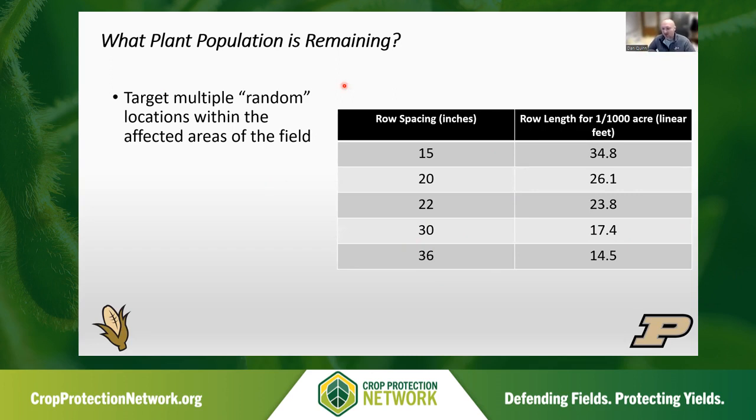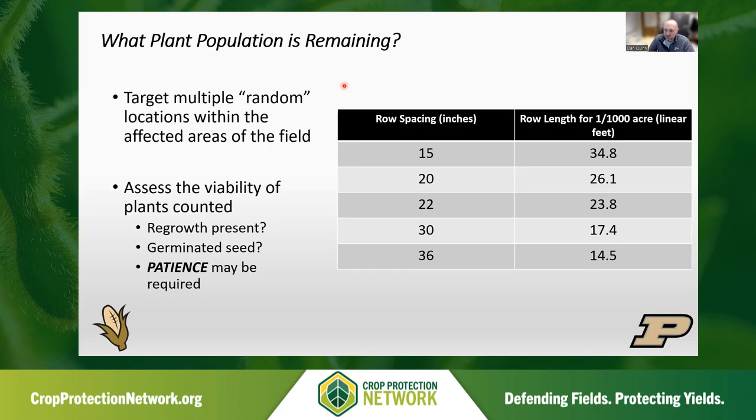It's not just targeting the really poor areas versus the really good areas. It's taking multiple random locations throughout the poor areas to get an idea of what the average plant population lost in those affected areas is. And it's also not only important to look at what the stand is in that specific area, but also look at the plants, right? Assess the viability of the plants counted.